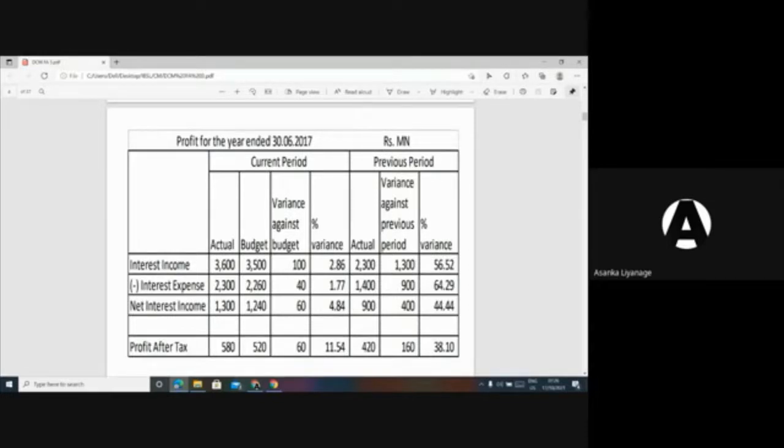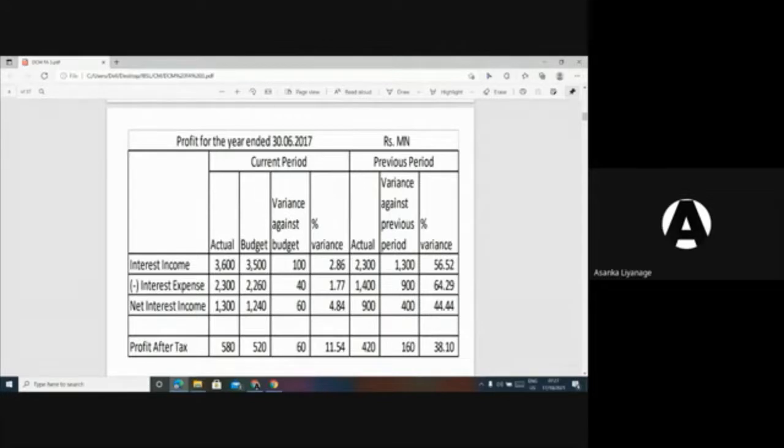Taking the current period, the first one, the actual, means 2017 30th June figures. Interest income 3,600, interest expense 2,300, net interest income 1,300. All figures are in millions. And profit after tax 580 for this particular period. Then you have a budget column also against the actual: 3,500, 2,260, 1,240 and 520. Then you have the variance in rupees million.